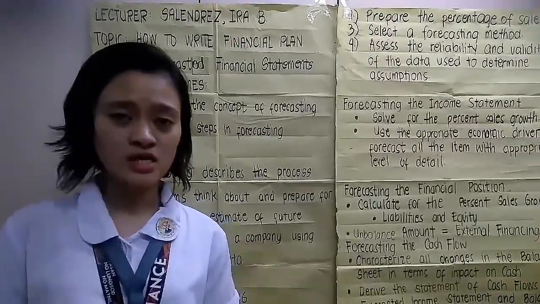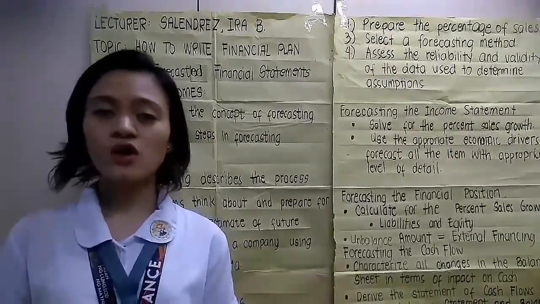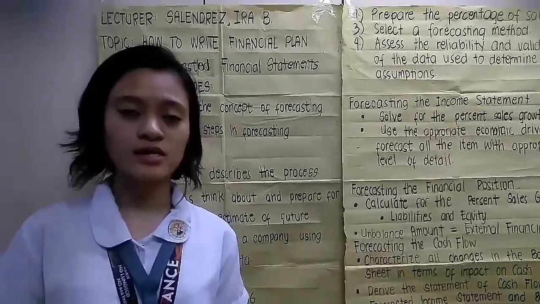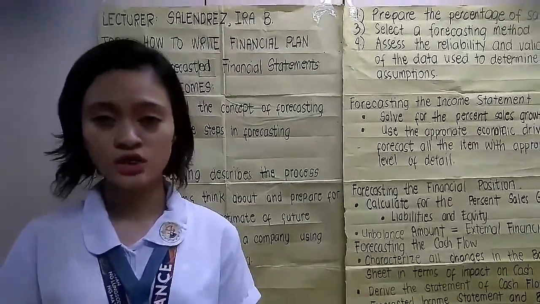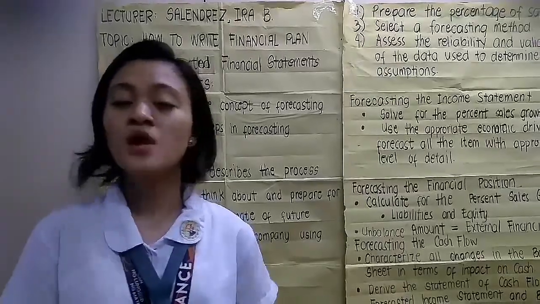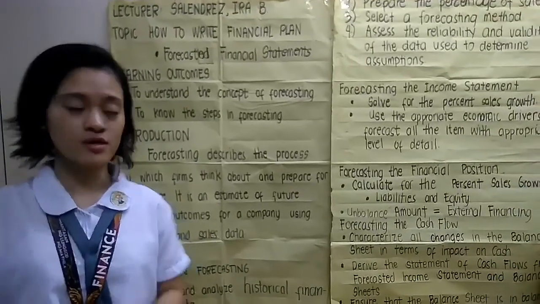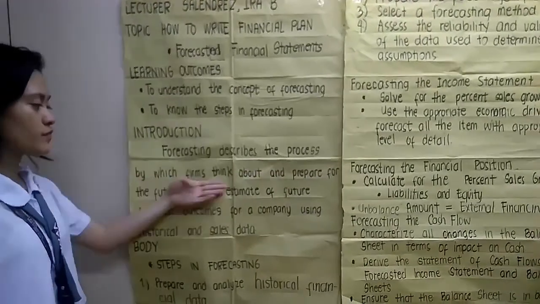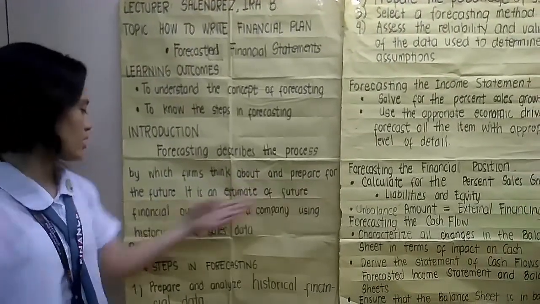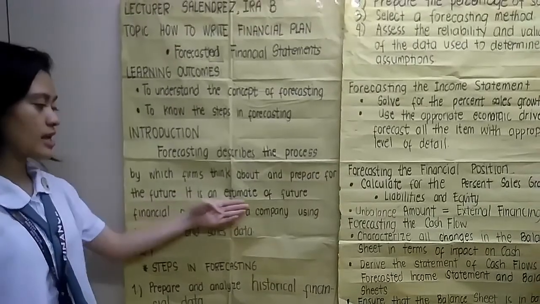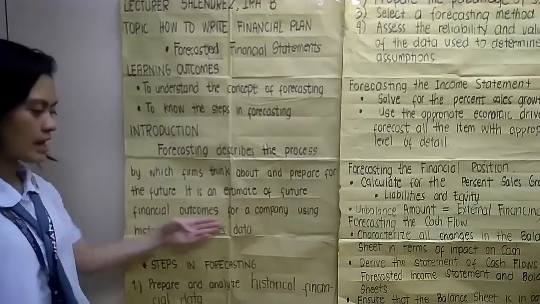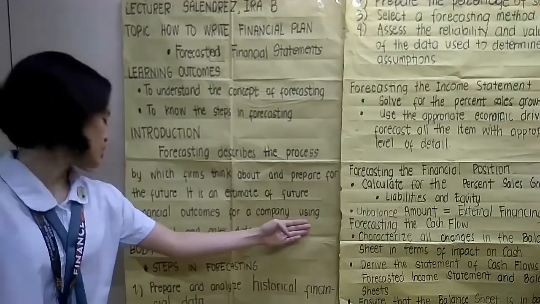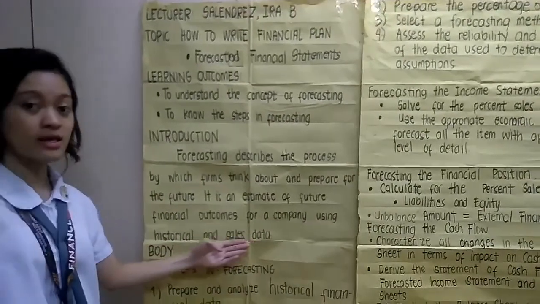While the financial assumptions focus on forecasting and estimating the financial situations of the company, forecasting predicts the future. So, forecasting describes the process by which a firm thinks about and prepares for the future. It is an estimate of future financial outcomes for a company using historical and sales data.